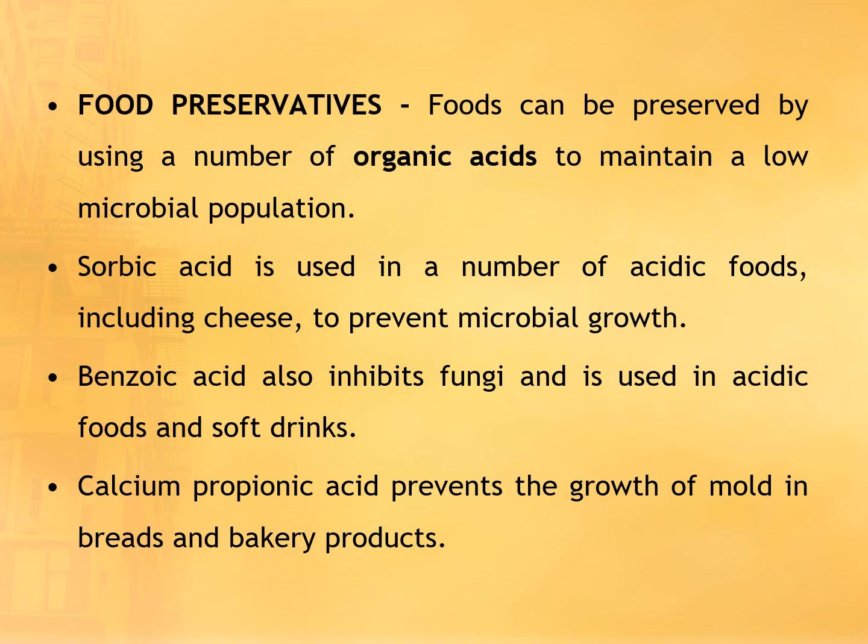Food preservatives. Foods can be preserved by using a number of organic acids to maintain a low microbial population. Sorbic acid is used in a number of acidic foods including cheese to prevent microbial growth. Benzoic acid is another organic acid which is used as a preservative. Its mode of action is that it inhibits fungi, and it is used in acidic foods and soft drinks. Next one is calcium propionate, which prevents the growth of mold in breads and bakery products.